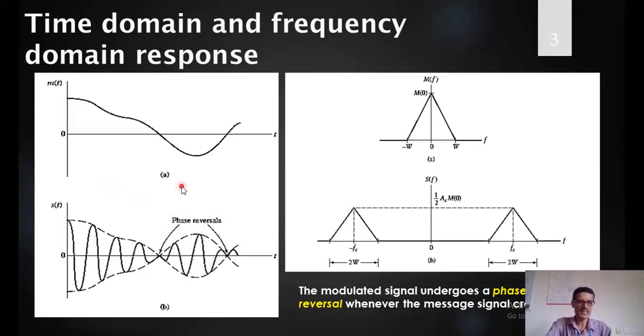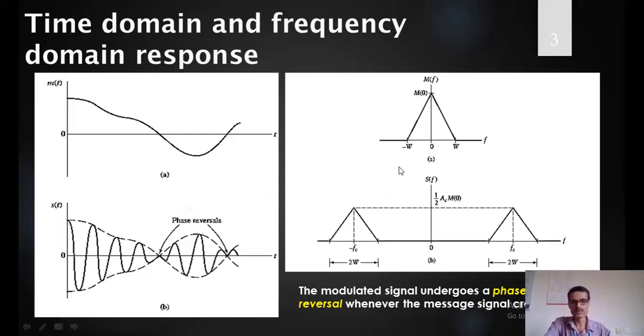In my case, I have not shown the original carrier, but when you compare with the original carrier signal, there will be a phase variation which happens whenever it crosses 0. So at this point, if I compare the phase of this signal with the original carrier, it will be completely 180 degrees out of phase. This is the observation we can make in the double sideband suppressed carrier signal in the time domain.